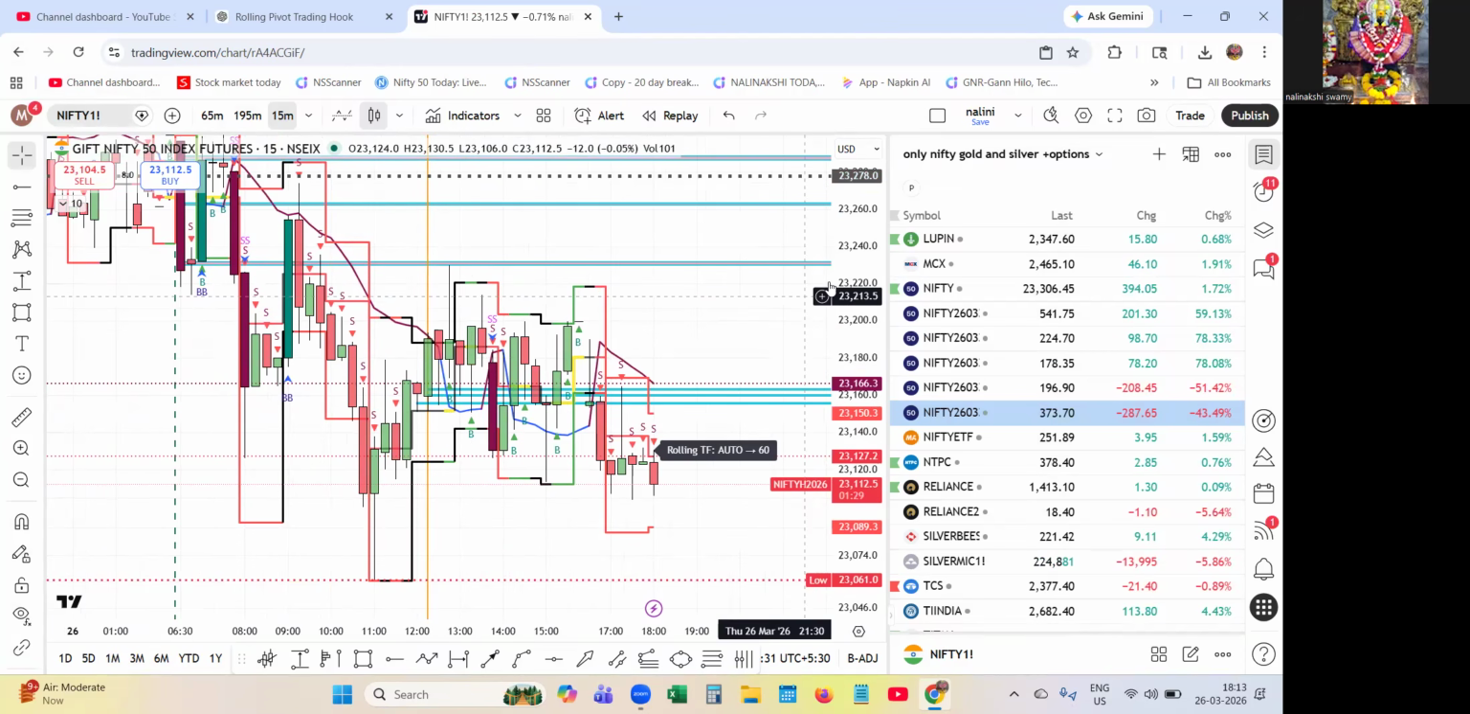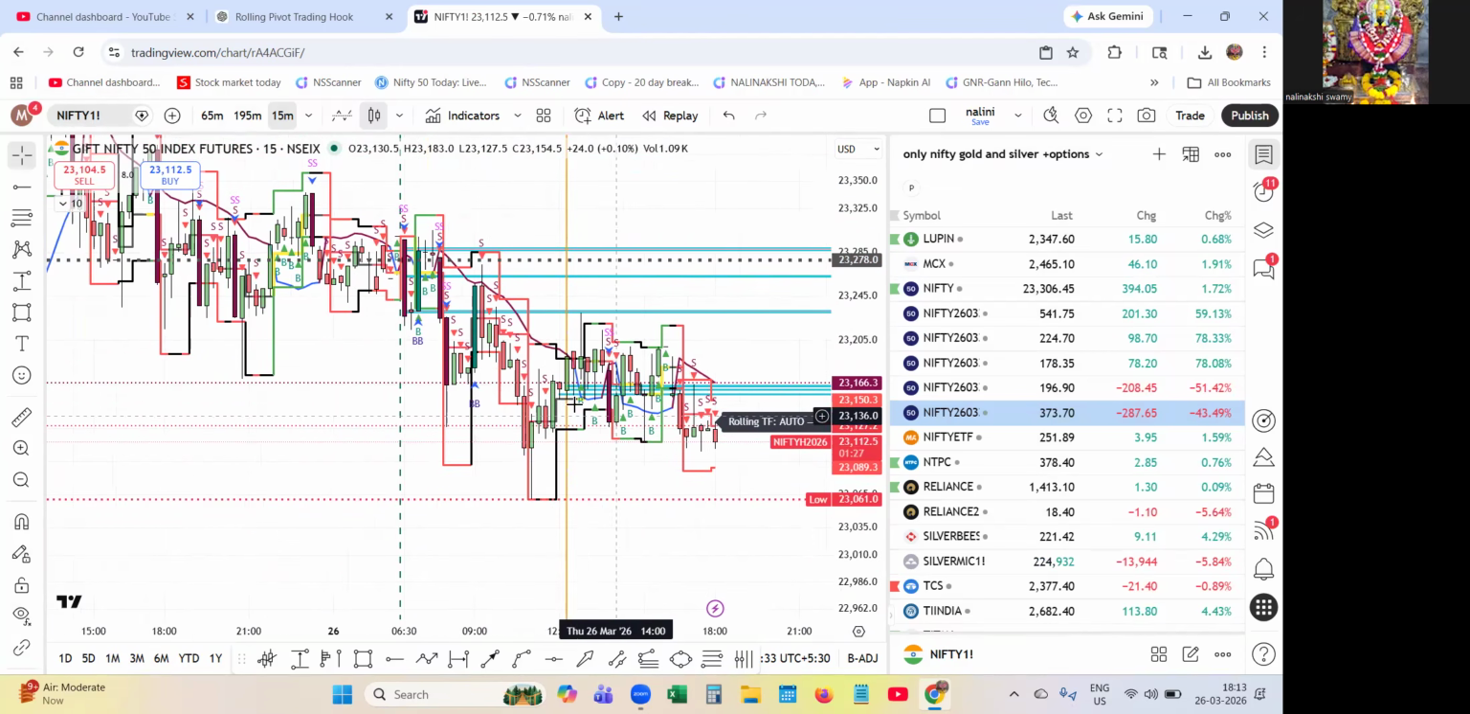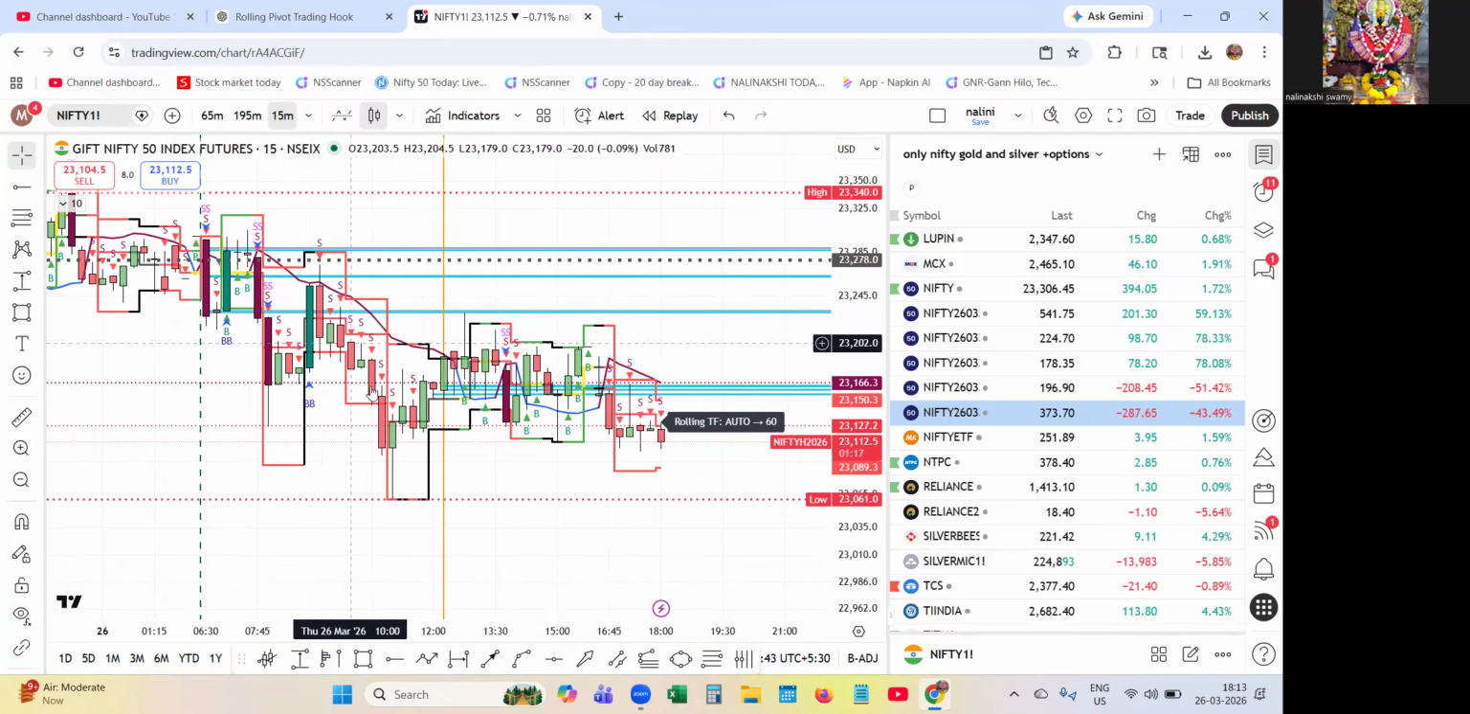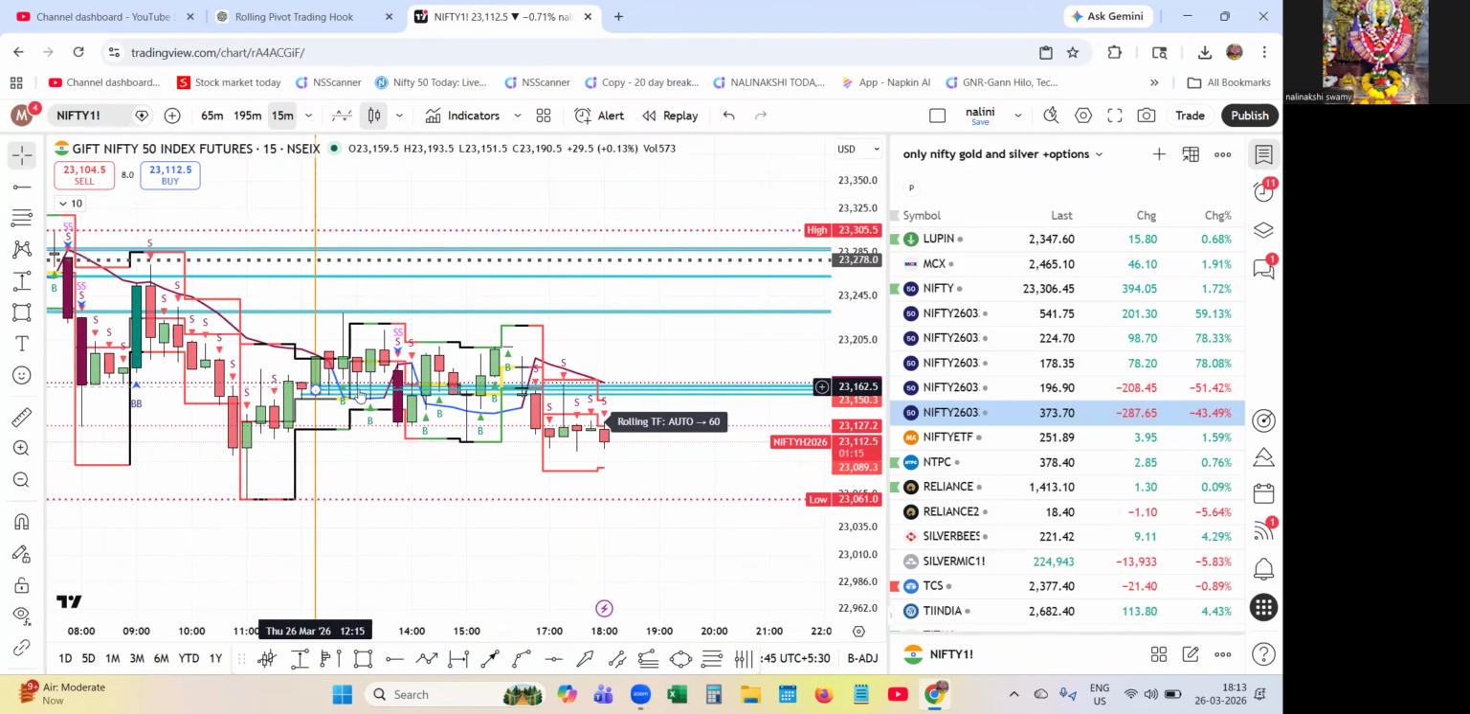Gift Nifty, let me remove this. I had already marked these levels just for back testing. These are the levels. It has broken below this level and is trading down, below the 4:45 hour. It has traded within this range.